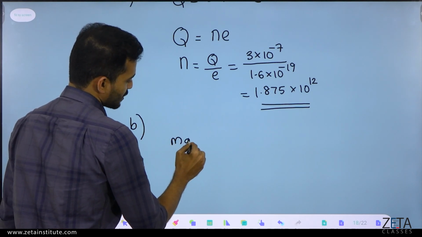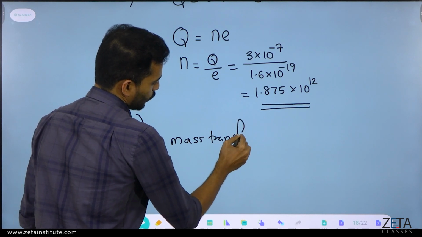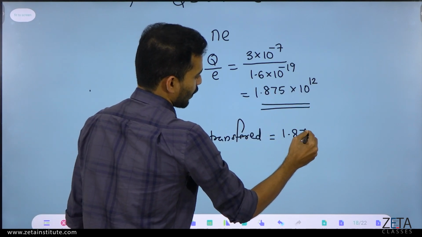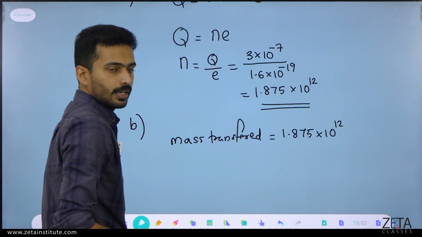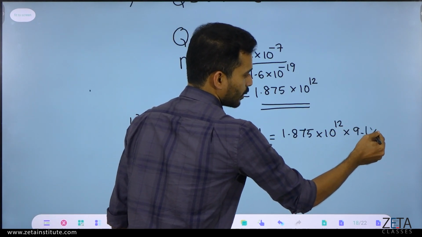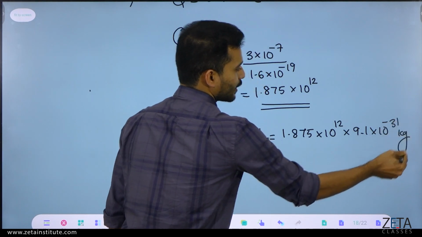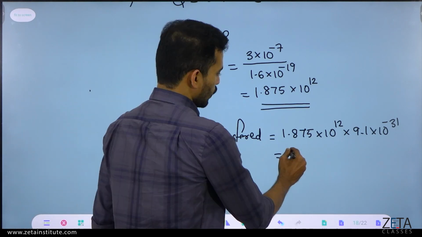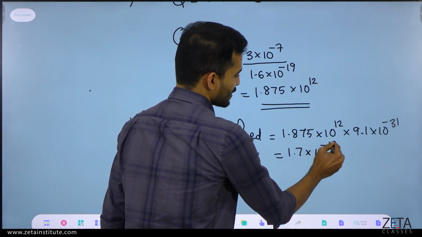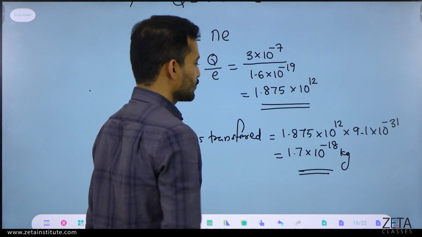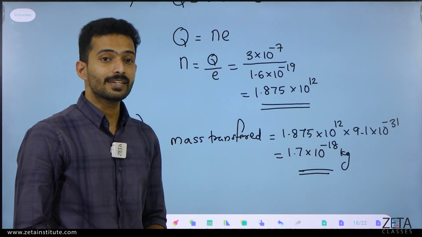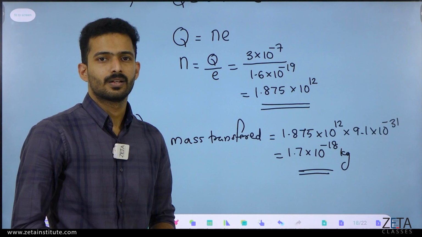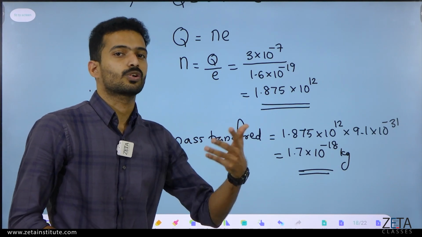So we can calculate the mass transferred. How do we calculate the value of mass transferred? That is equal to the number of electrons transferred, 1.875 into 10 raised to 12, into the mass of one electron, that is 9.1 into 10 raised to minus 31 kilogram. So how much mass is transferred from wool to polythene? That is equal to 1.7 into 10 raised to minus 18 kilogram. So 1.7 into 10 raised to minus 18 kilogram mass is transferred from wool to polythene. So it's a very minute mass. But a mass is transferred because the electron has some mass.